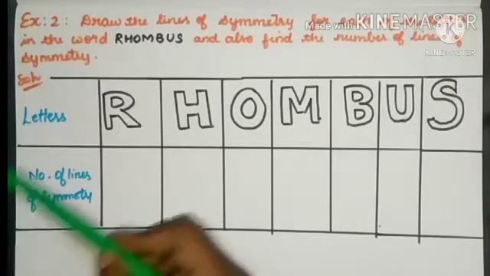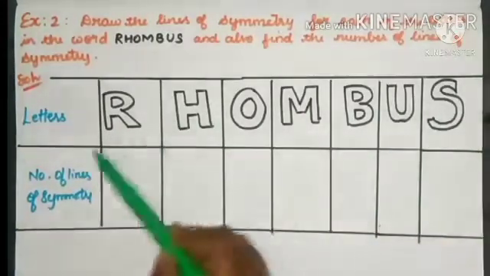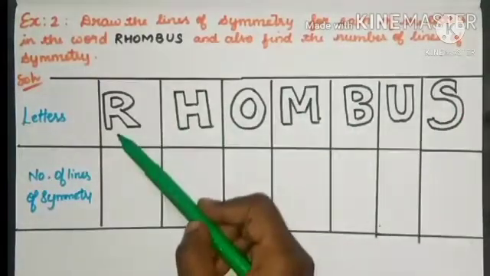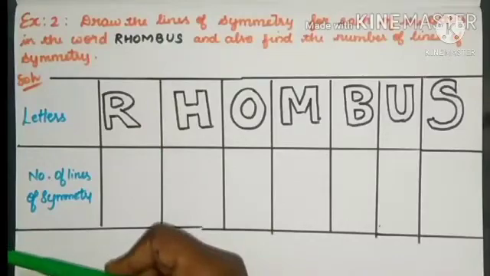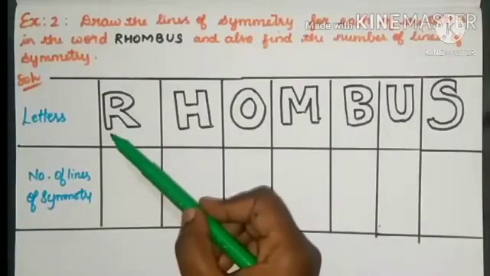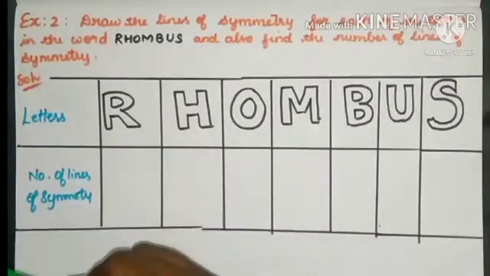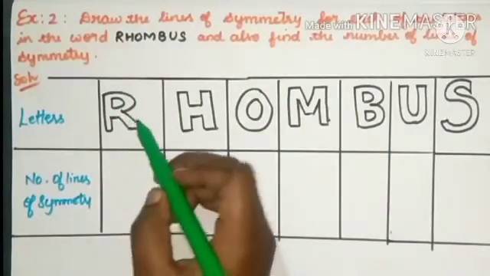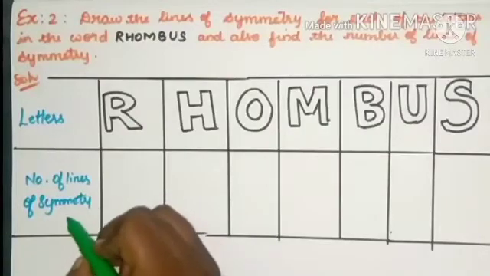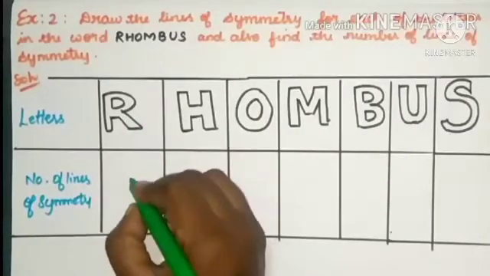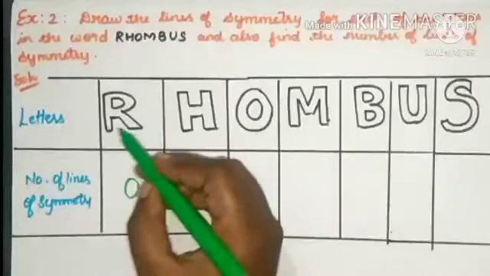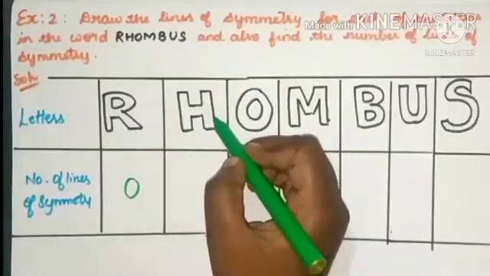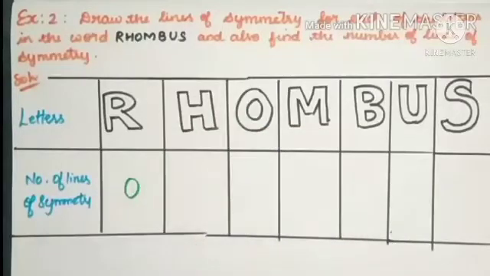Now let's find the lines of symmetry for the letters R, H, O, M, B, U, S. First letter is R. Students, guess whether it divides into two equal parts or not. It will never divide into two equal parts. So, the number of lines of symmetry for the letter R is 0 because there are no lines of symmetry in this letter.